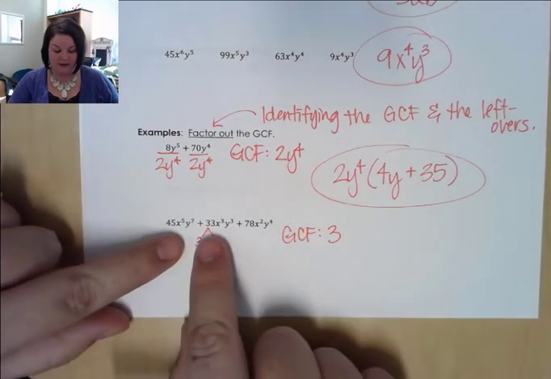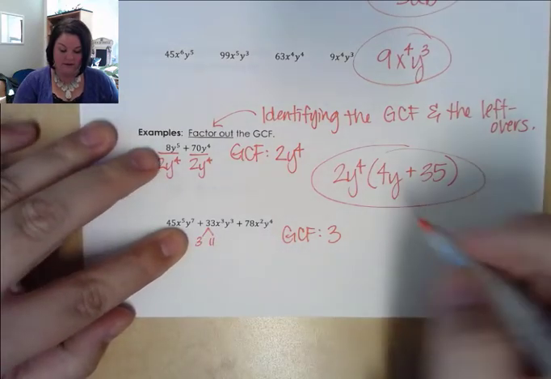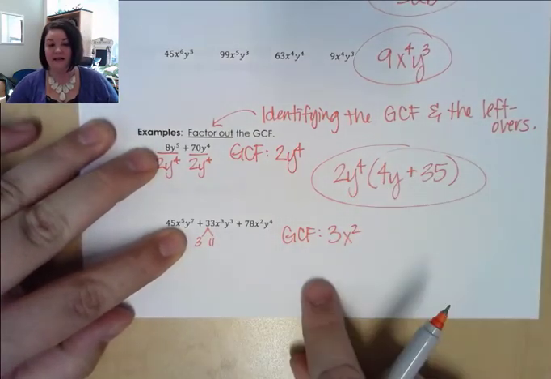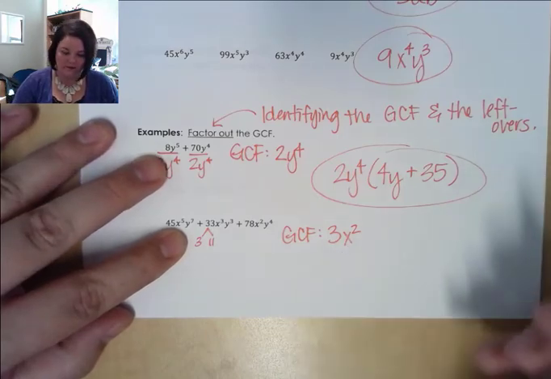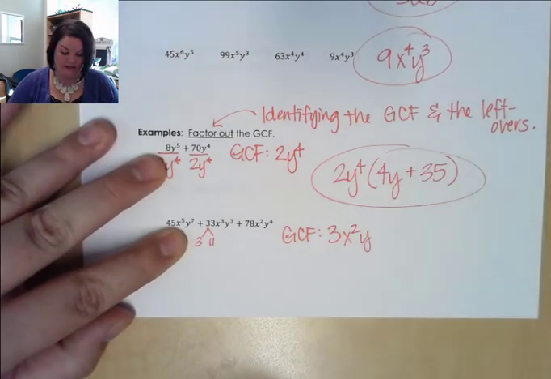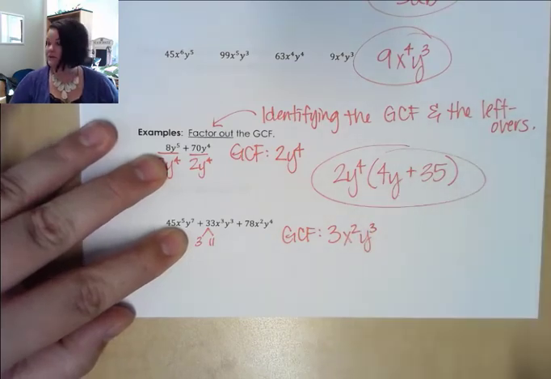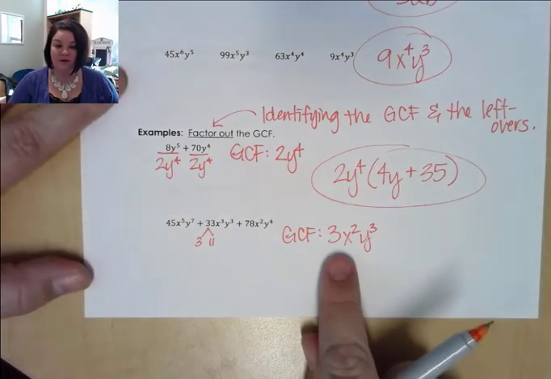And then I look at their letters. So they all have x's in common. The maximum x I can take out of any given term is x squared, so I'm taking out x squared. And then they all have y's in common, with the smallest exponent being y cubed. Okay, so this is my greatest common factor.